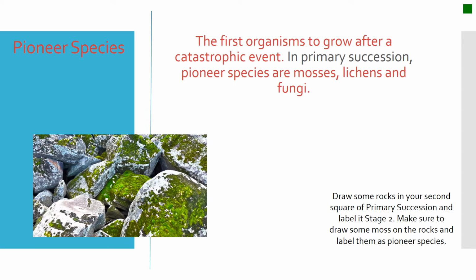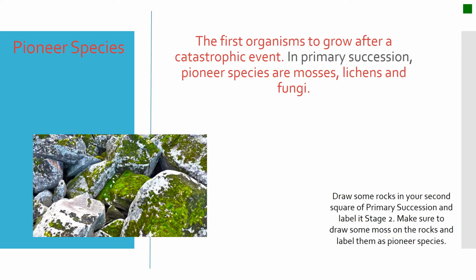Inside that box, I want you to draw me some nice looking rocks, just like what it looked like in the slide before once that lava dries. And on top of that rock, we're going to draw some moss, and we're going to make sure we label these guys as pioneer species, okay? Don't forget to define what a pioneer species is.